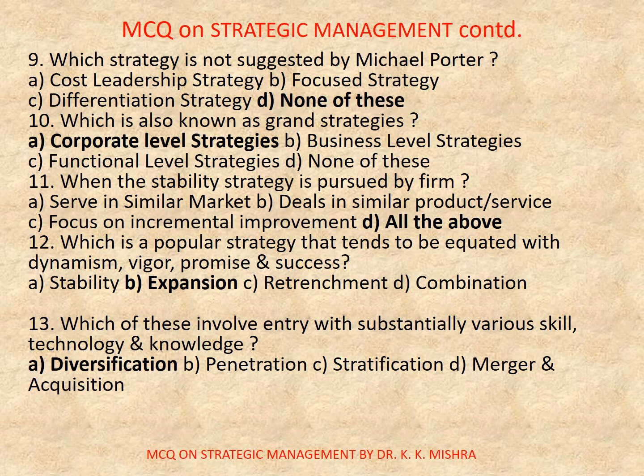9. Which strategy is not suggested by Michael Porter? A. Cost leadership strategy. B. Focused strategy. C. Differentiation strategy. D. None of these. The fact is that none of these is correct.